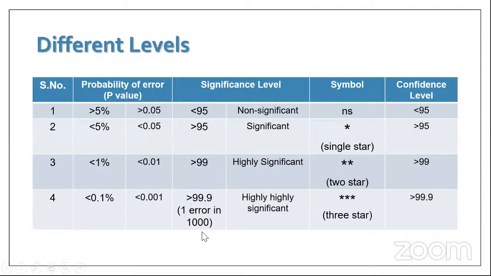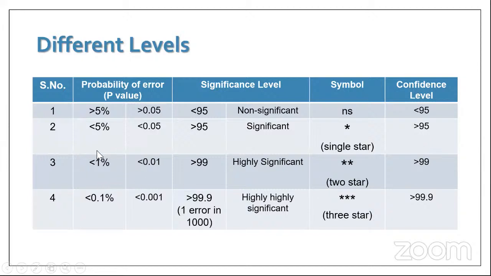These are the different levels of significance. Probability of error: if more than 5% error is there, that means there is a non-significant relationship between the control and the treatment. That means control and treatment are the same because we are getting more than 5% error, and this is represented by the NS symbol, and the confidence level is less than 95. If the probability of error is less than 5, that means our results are significant, and we denote this result using a single star, and the confidence interval is more than 95.